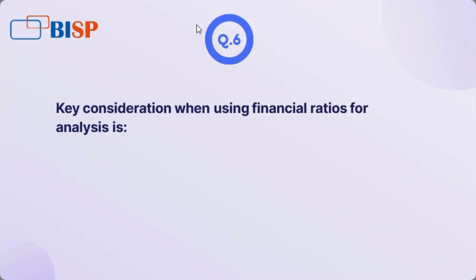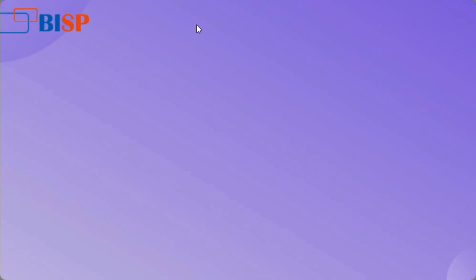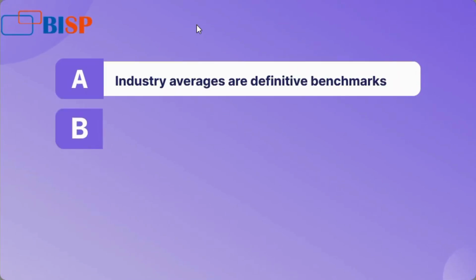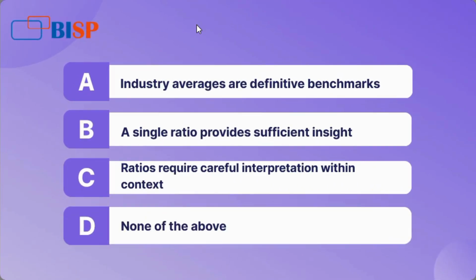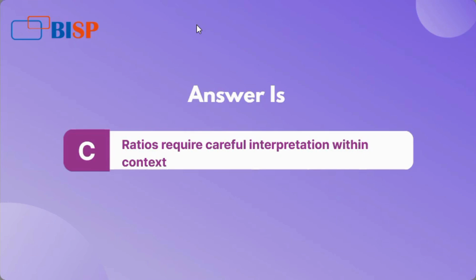Key consideration when using financial ratios for analysis is: A. Industry averages are definitive benchmarks. B. A single ratio provides sufficient insight. C. Ratios require careful interpretation within context. D. None of the above. Answer is C. Ratios require careful interpretation within context.